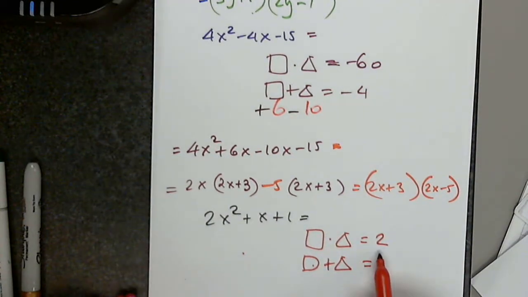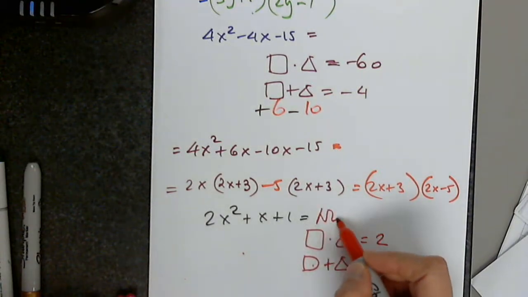I can only have 1 times 2 or 2 times 1. But 1 plus 2 is not 1. So what is our conclusion here? Not factorable.